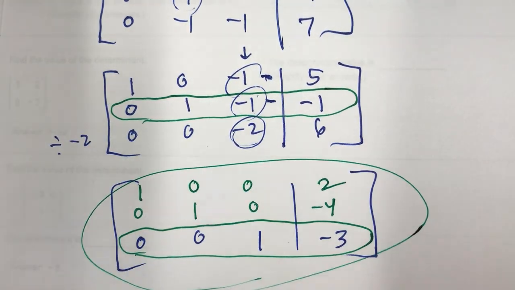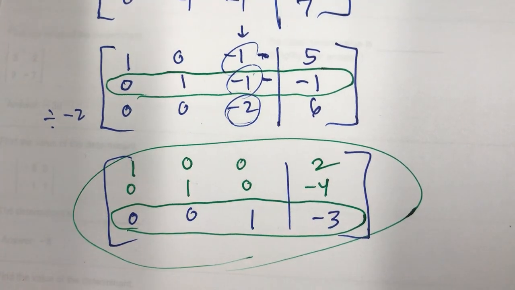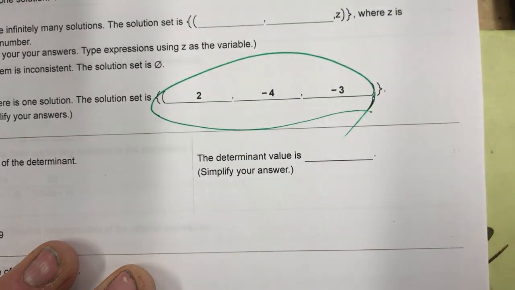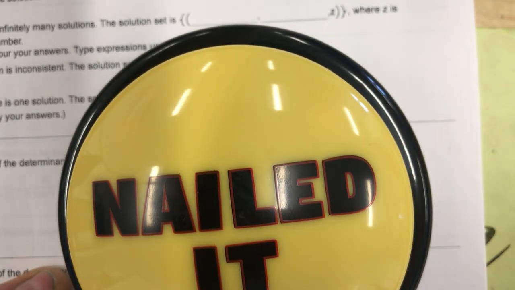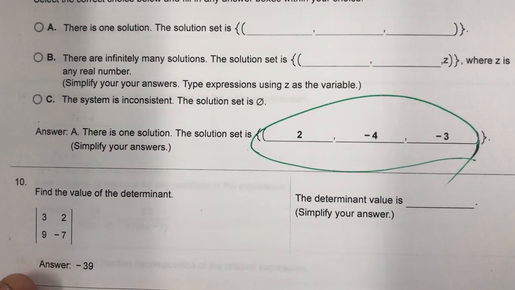And there you go, there's my answer. I got the identity matrix here, and there's my solution: 2, negative 4, negative 3. And look at everybody. Bro, you nailed it. I nailed it. All right.